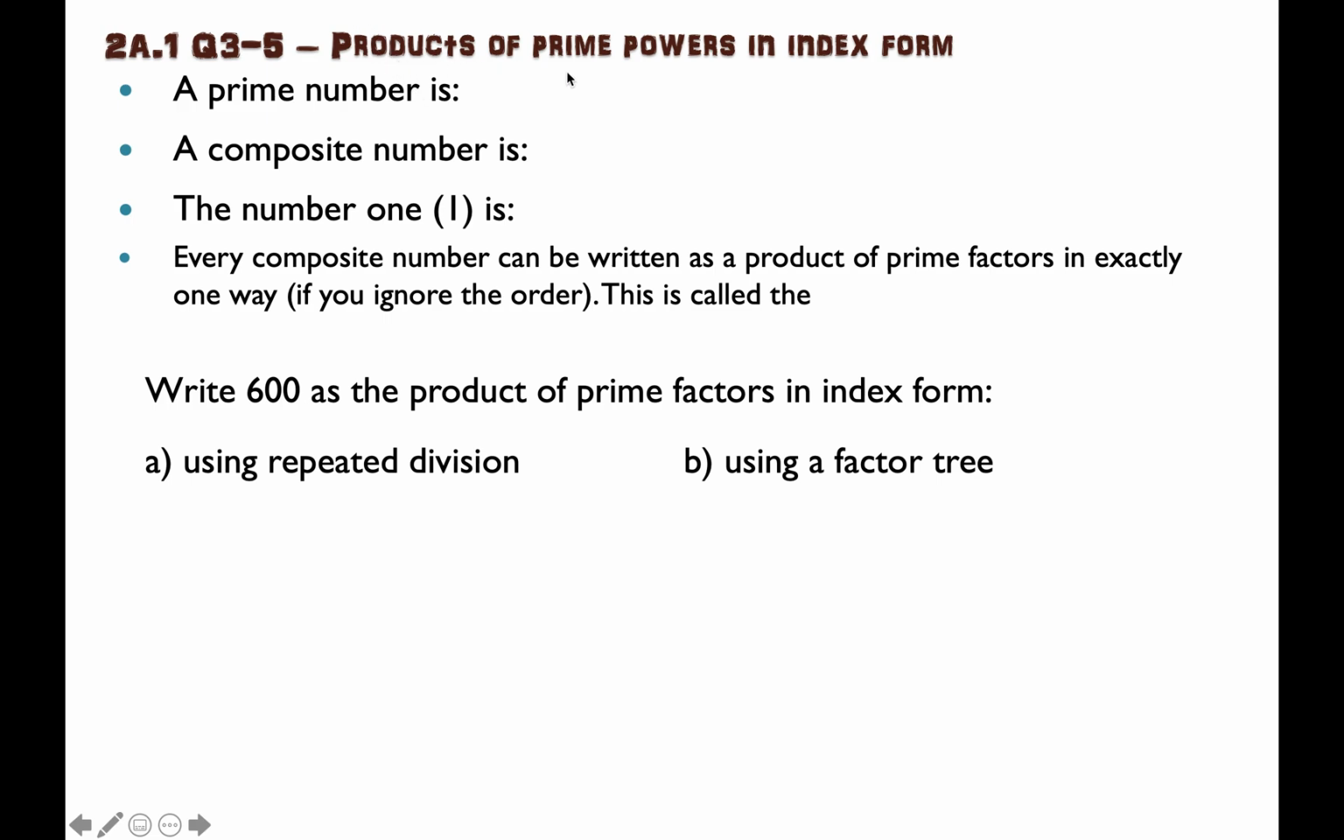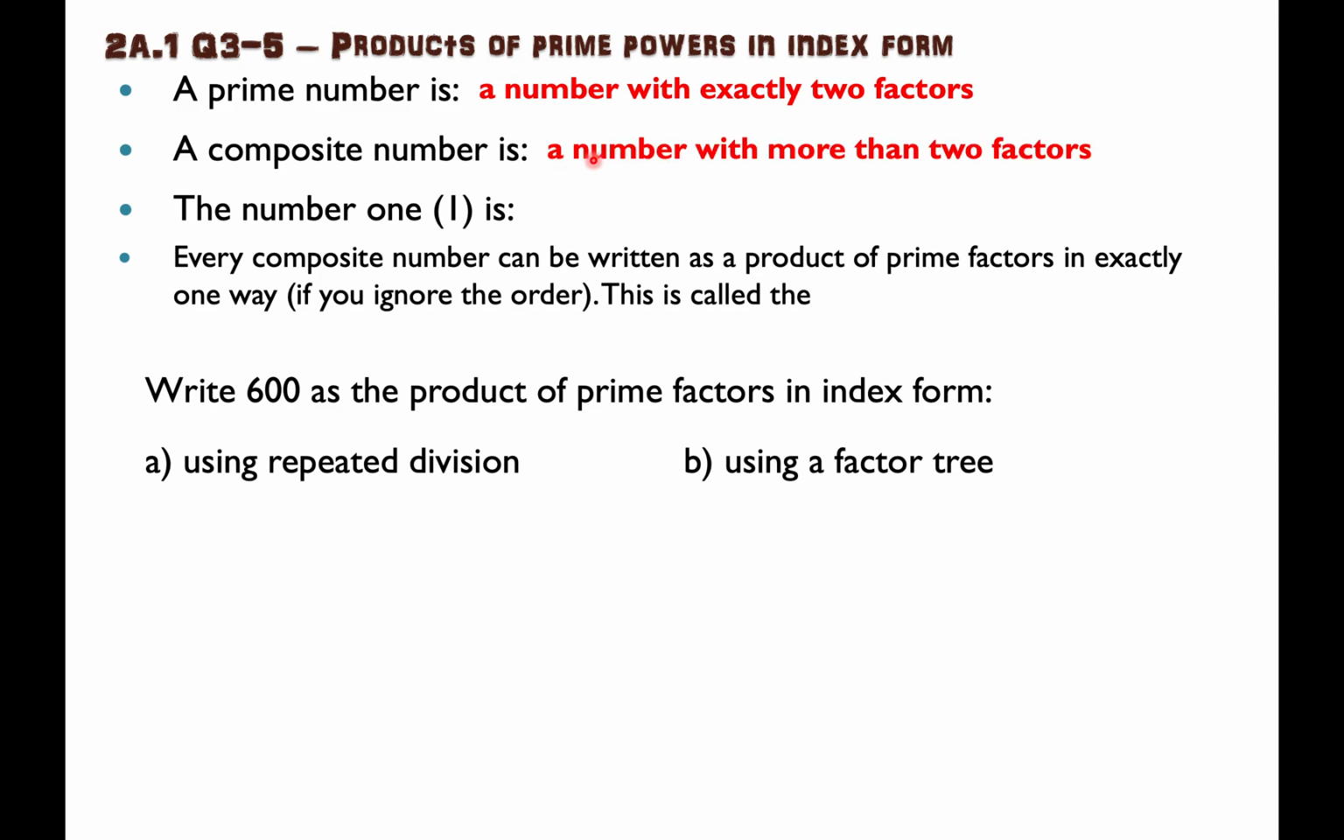Products of prime powers in index form. What a gigantic title. Let's break it down. It says prime. A prime number is a number with exactly two factors, like 3. There are only two numbers that go into 3: 1 and 3.